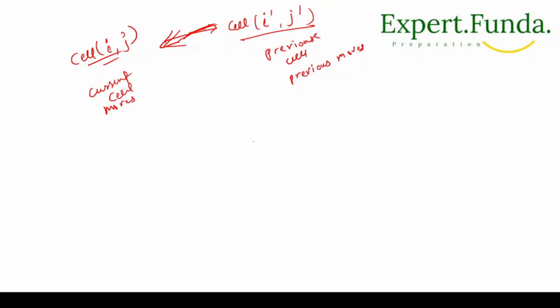So the variables i' and j' represent the coordinates of the neighboring cell, right? And so that we can consider all 8 possible directions that a knight can move, right?